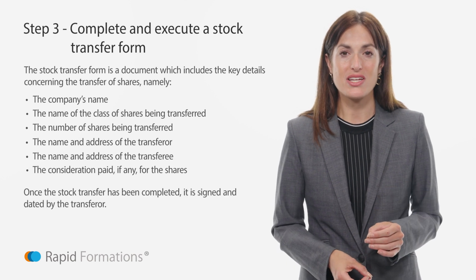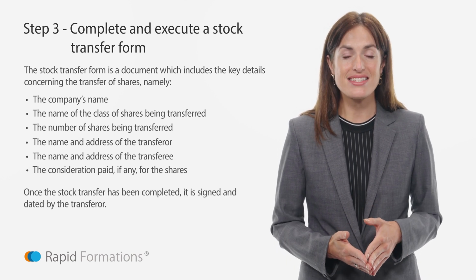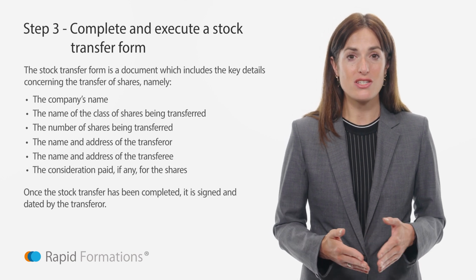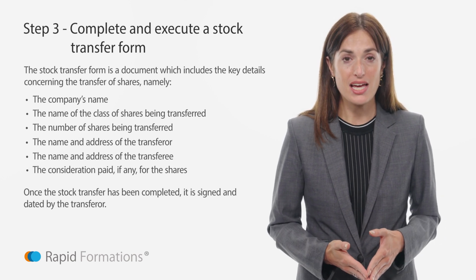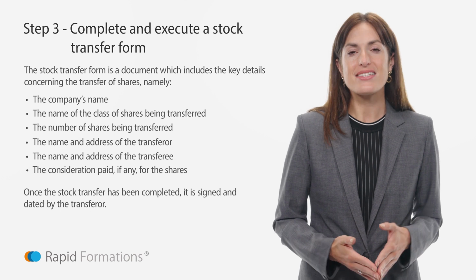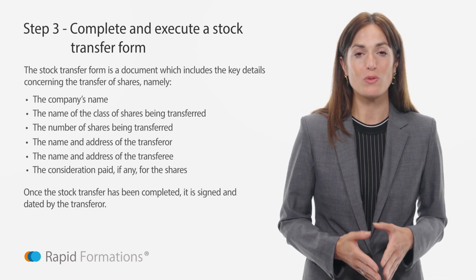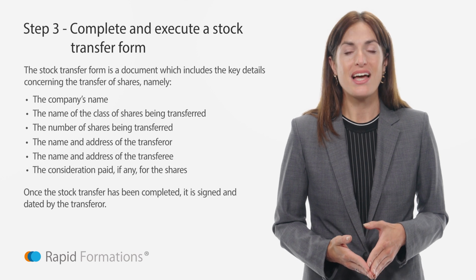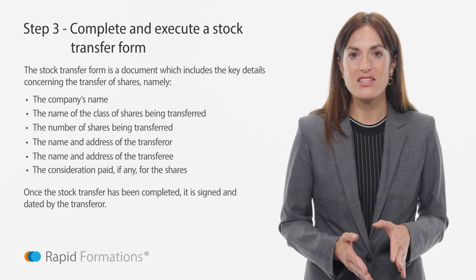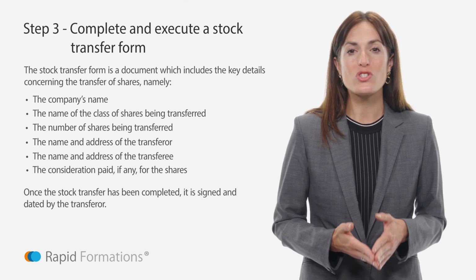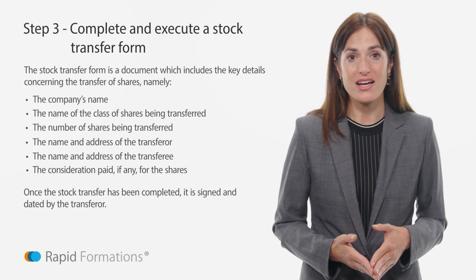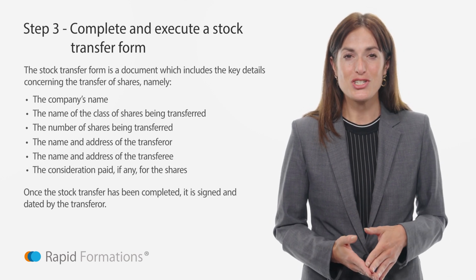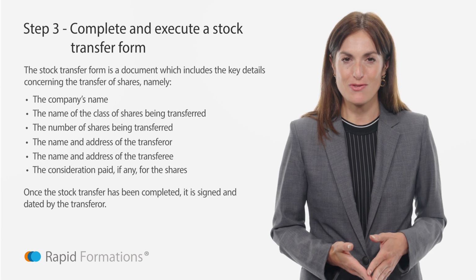Once the stock transfer has been completed, it is signed and dated by the transferor. Where there is still a liability attached to the shares, that is, they are unpaid or only partly paid, a slightly different stock transfer form will be used, and the buyer will also need to sign and date the form. If stamp duty does not apply to the transfer of the shares, then the stock transfer form will need to be certified as being exempt from stamp duty on the reverse. Certification is usually carried out by the transferor.